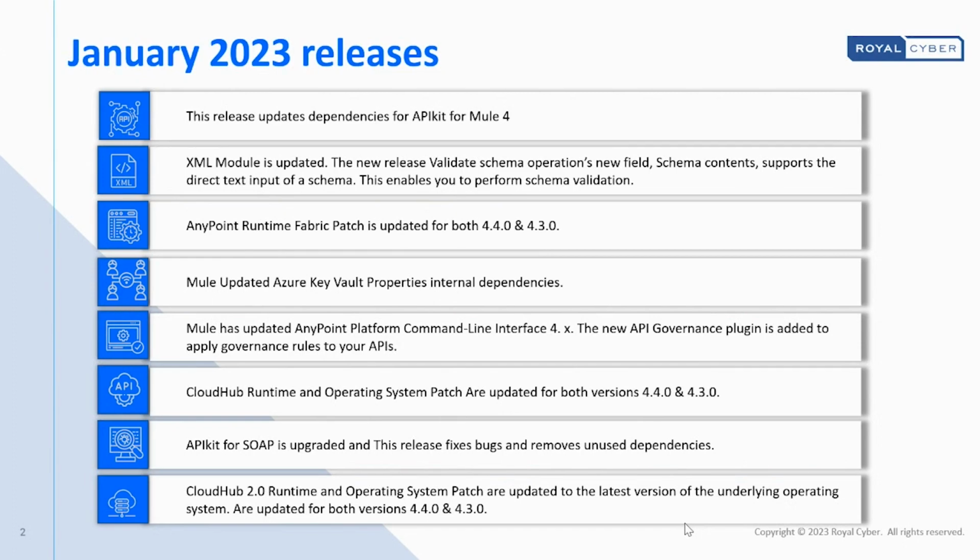APIkit for SOAP is upgraded, and this release fixes bugs and removes unused dependencies. CloudHub 2.0 runtime and operating system patches are updated to the latest version of the underlying operating system for both versions 4.4.0 and 4.3.0.